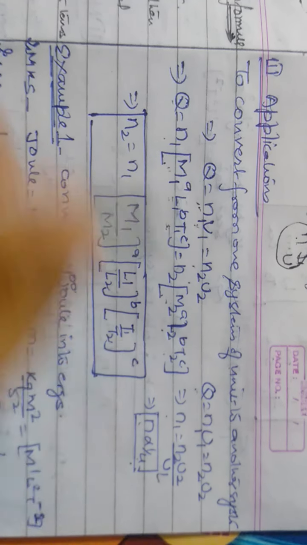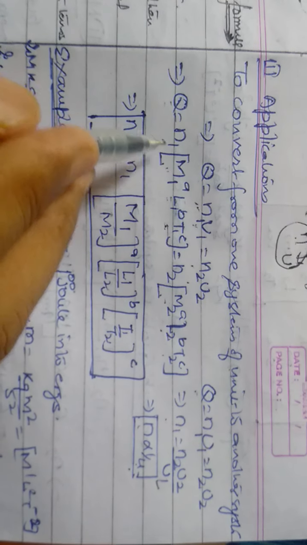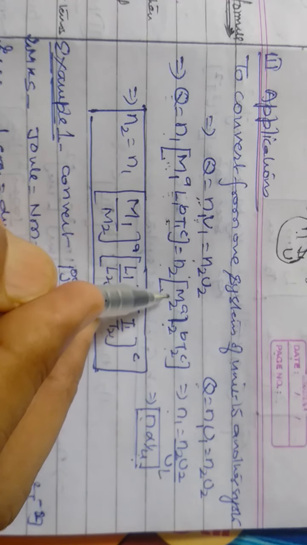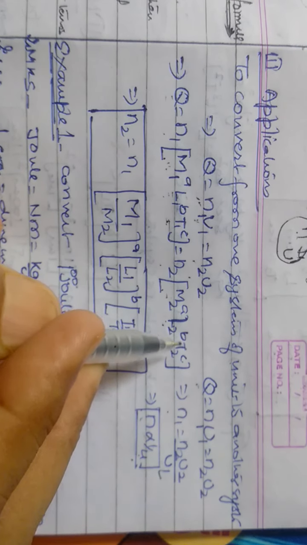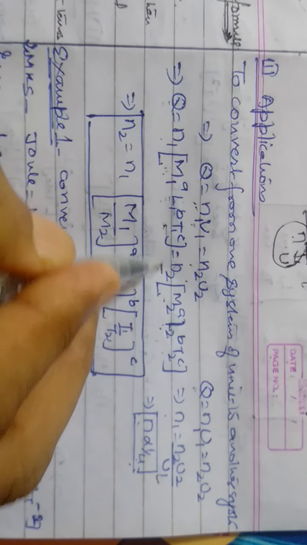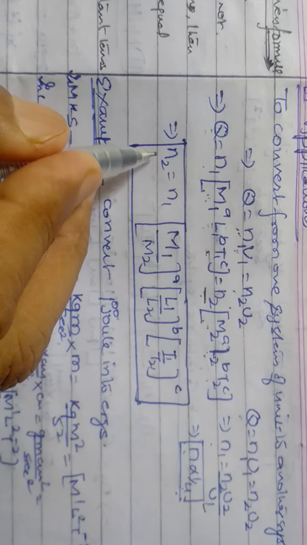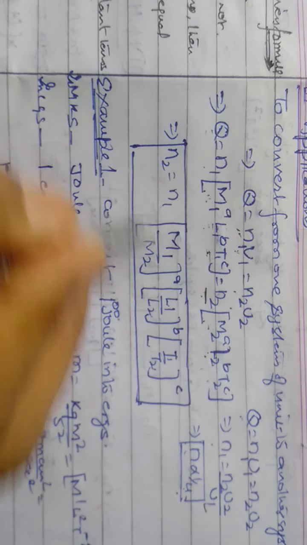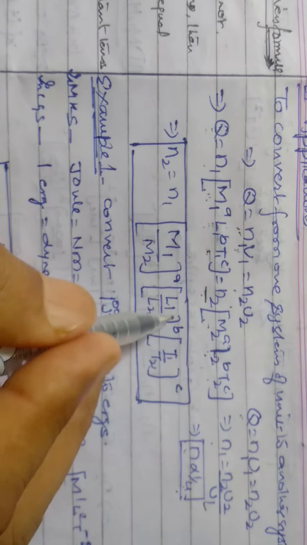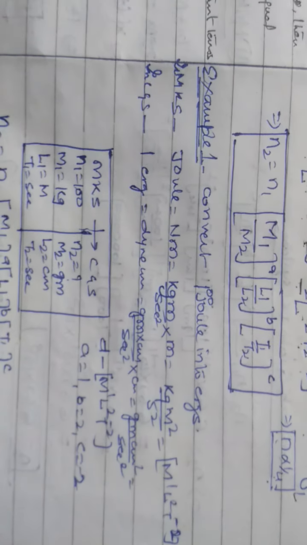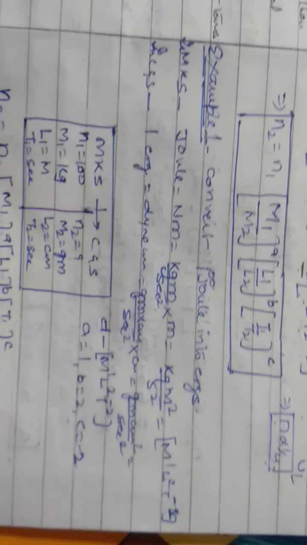So we can say Q is equal to n1 M1^a L1^b T1^c is equal to n2 M2^a L2^b T2^c. We have to find the value of n2. So n2 will be equal to n1 (M1 upon M2)^a (L1 upon L2)^b (T1 upon T2)^c. Now I'm taking an example by which you can easily understand and grasp it.